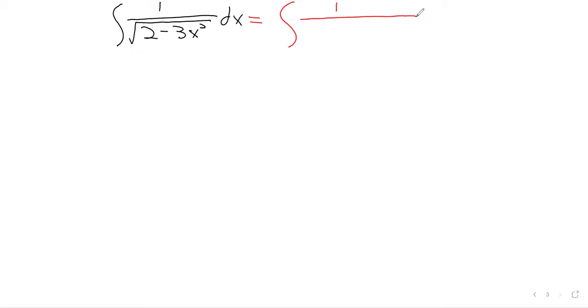So, if we have a number instead of a one, we're going to pull that number out so that we have a one. When we pull a two out of a two, we get a one. When we pull a two out of a three, we get a three halves. So we get a fraction.